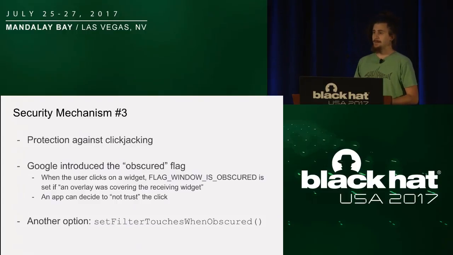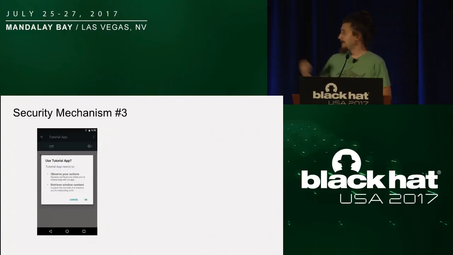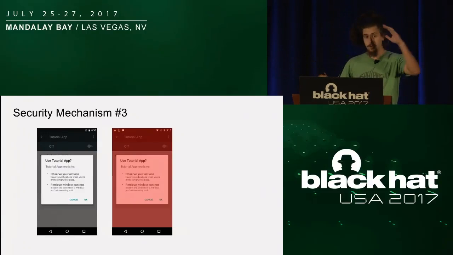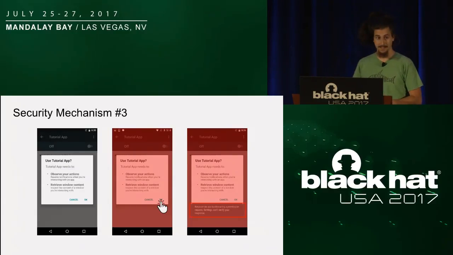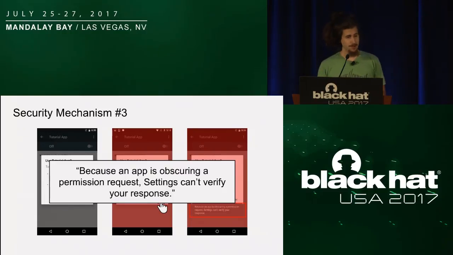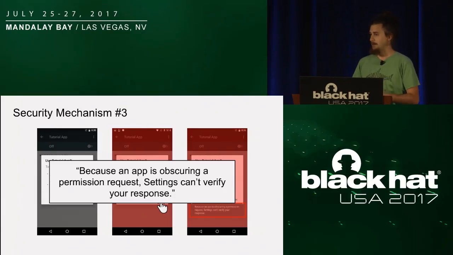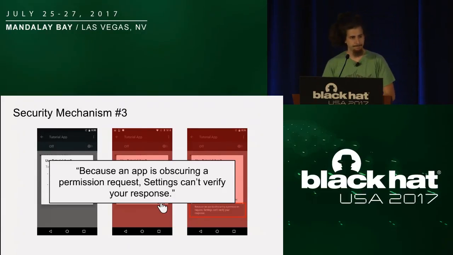Okay? So the way it's implemented in the accessibility service is the following. Let's say we have this view. Let's say we cover it with an overlay. If the user clicks here, it's going to get a pop-up like this, where it says, because an app is obscuring me, I'm not going to trust you. Please disable whatever overlay you have, but there is no way I'm going to trust this click. Why? Again, for preventing clickjacking.